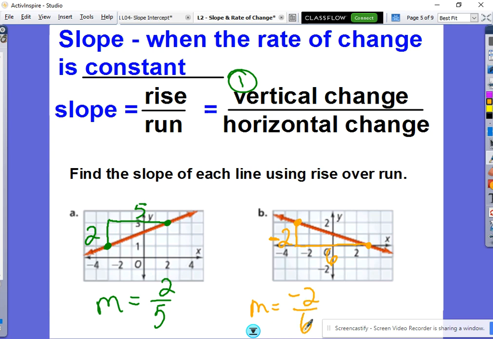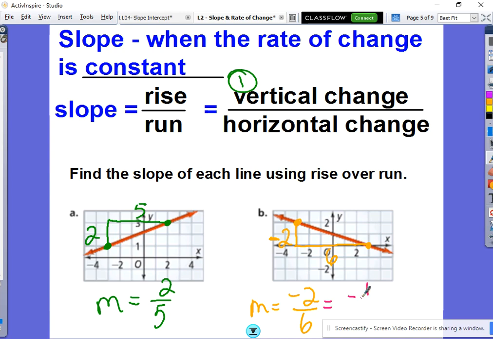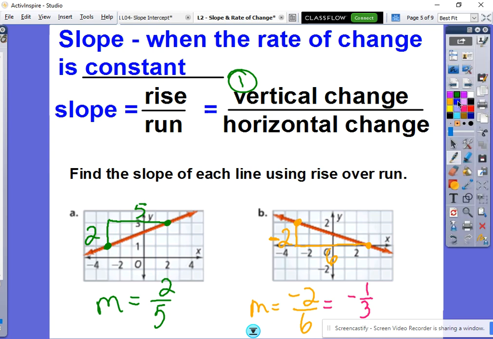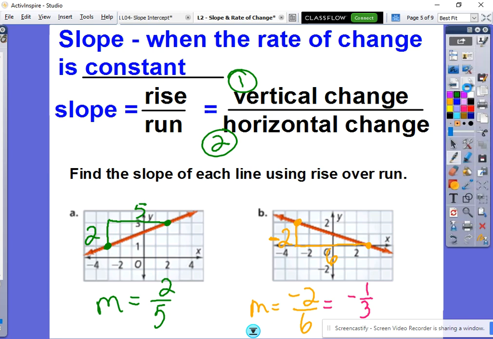Hopefully you're looking at that fraction and thinking, hold up a second, negative 2 over positive 6. We can simplify that, so you actually can. It simplifies down to negative 1/3. Okay? So hopefully you're seeing our rise and our run is all about finding the vertical change first, the horizontal change second, and that allows you from the graph to find the slope of our line. So that's finding slope from a graph.